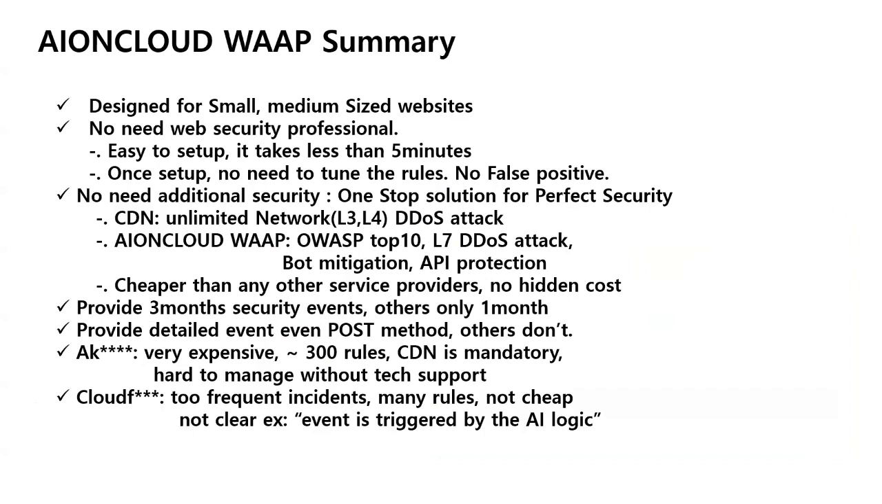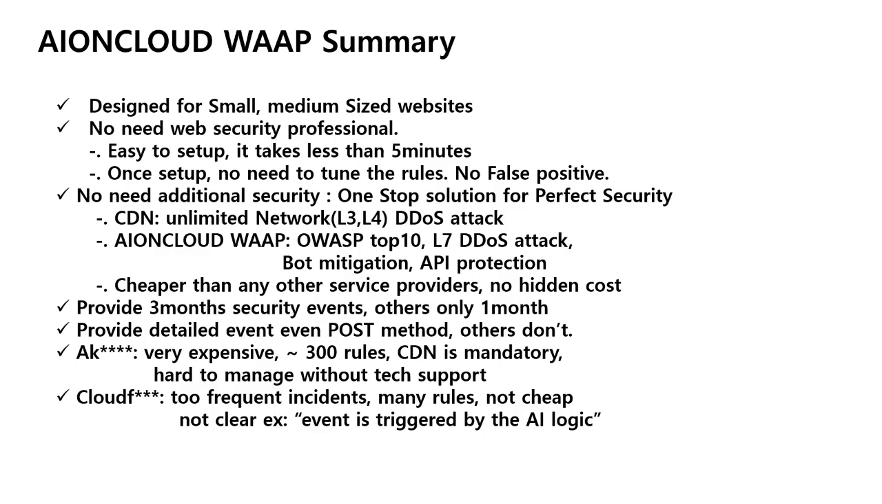So last page, here is the additional IonCloud WAF summary. First, IonCloud is a cloud-based SaaS service mainly designed for small or medium-sized websites. Thus, even if you don't have web security professionals, it's no problem to operate the service. Because number one, it's easy to set up and operate. It takes just 5 minutes to complete the setup and configuration. Number two, since IonCloud has no false positives, there's no need to monitor events every day and tune the rules.